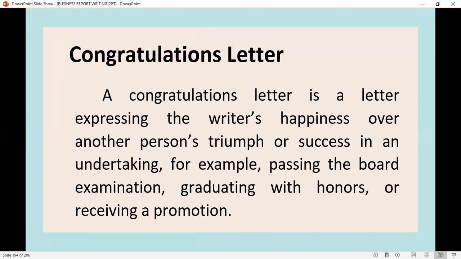When will you send a congratulations letter? When somebody you know passed the board exam, graduated with honors, or graduated. Because graduating is also an achievement, right? You surpassed all the struggles, you hurdled all the problems, the conflicts, diba? All throughout the years studying. Next, and receiving a promotion.